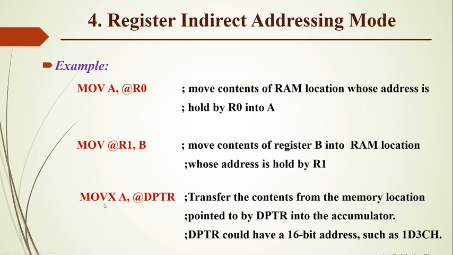Now here, MOVX. This instruction represents that it is used to access data from external memory. X is used for the external access. So MOVX A, @DPTR. Here DPTR is used as a pointer which holds the 16-bit address of the external memory. The content of the memory location whose address is held by the DPTR register is loaded into the accumulator.